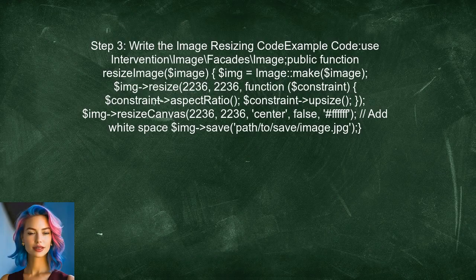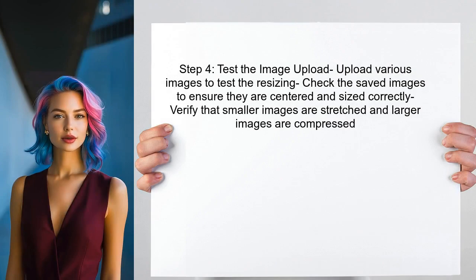Now let's write the code to resize the image. The user will create a function that takes the uploaded image, resizes it to the desired dimensions, and centers it within a square. Finally, the user should test the image upload and resizing functionality to ensure that images are processed correctly. They can do this by uploading different images and checking the results.